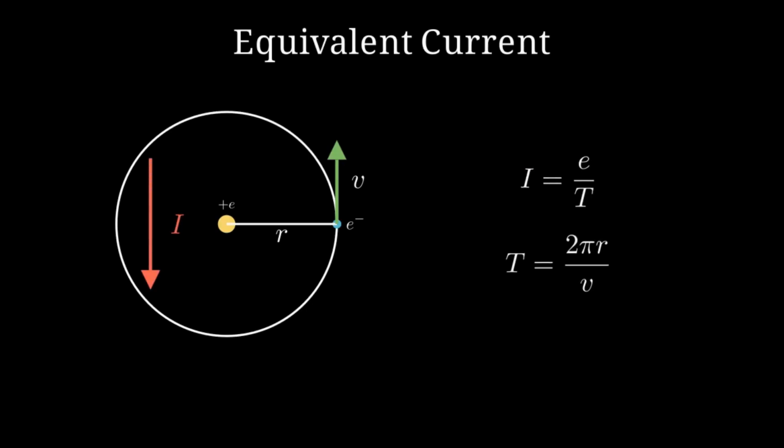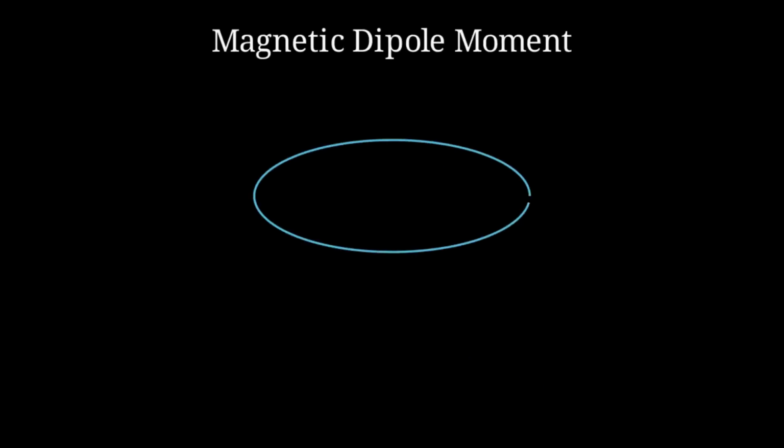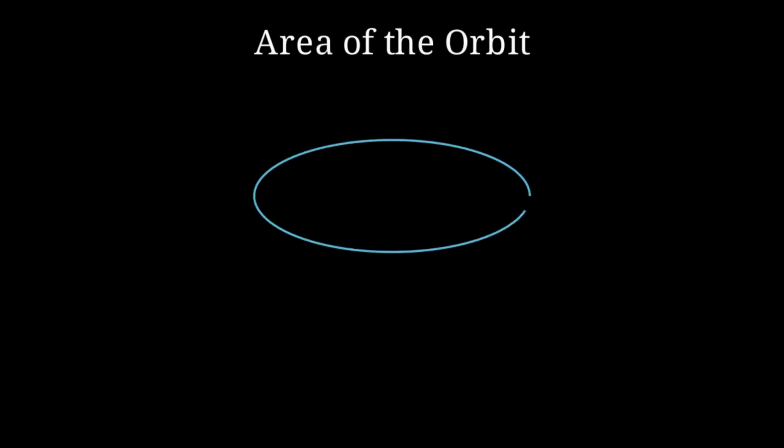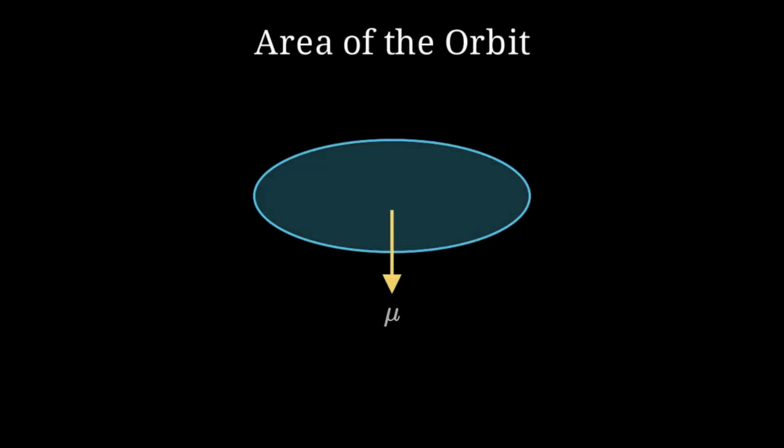The current I is defined as the charge e divided by the orbital period T. We calculate T by dividing the circumference 2πr by the velocity v. A current loop creates a magnetic dipole moment, denoted by the Greek letter mu. It is calculated as the product of the current I and the area enclosed by the orbital path. The area of our circular orbit is simply pi times r squared.